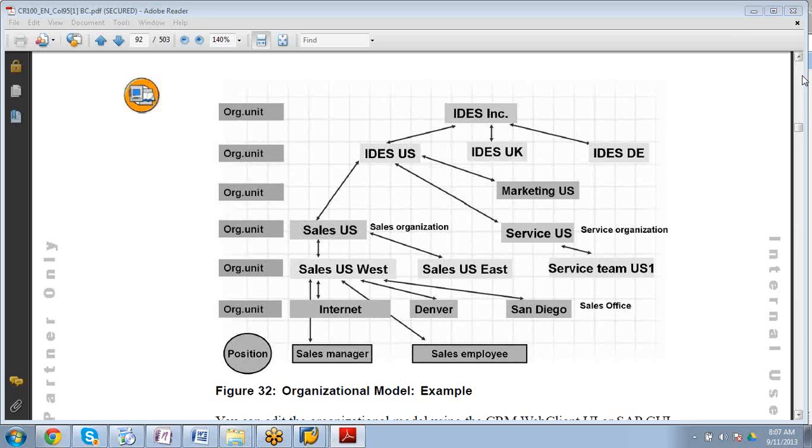Next step. We should download the org structure from ERP before we start the org model in CRM.